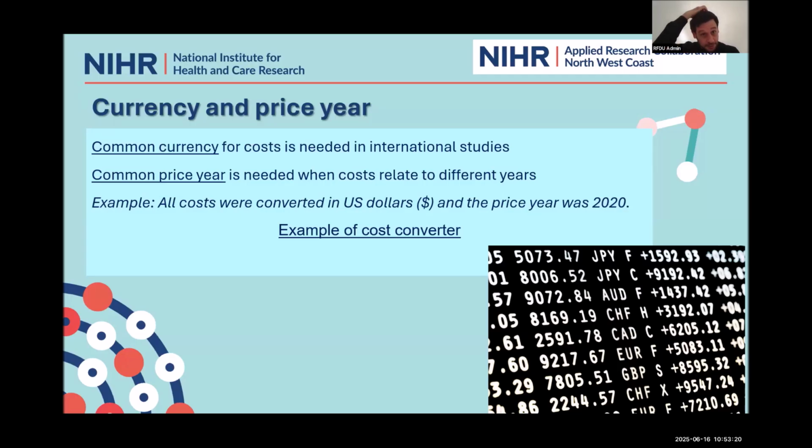You can find an example here. Just a generic example where all the costs were converted in US dollars and the price year was 2020, for example. And if you are interested in understanding more about how conversions work, there is a link here to a cost converter, which allows you to convert costs from different countries to different price years and so on.